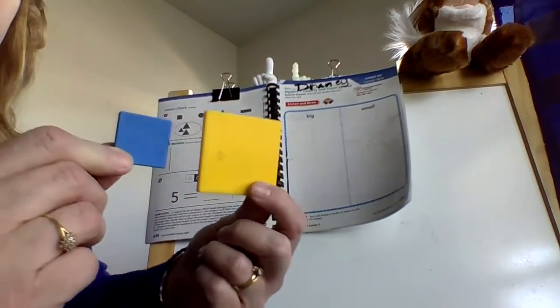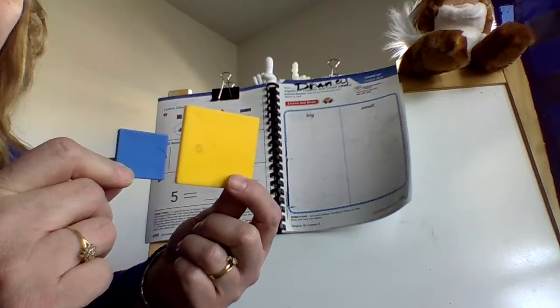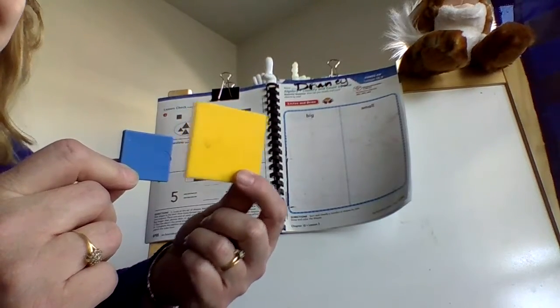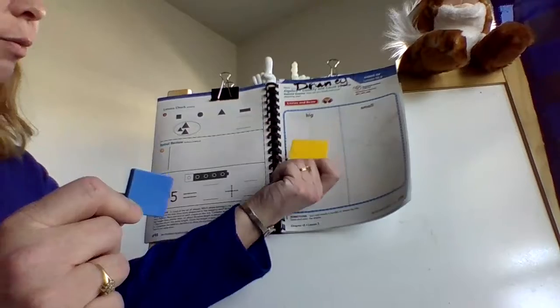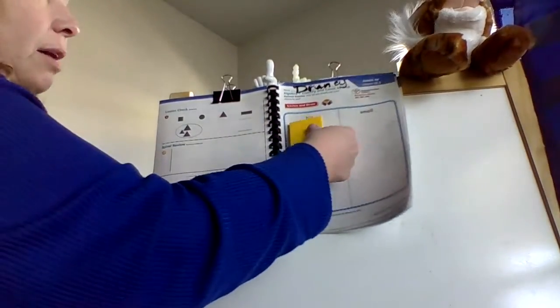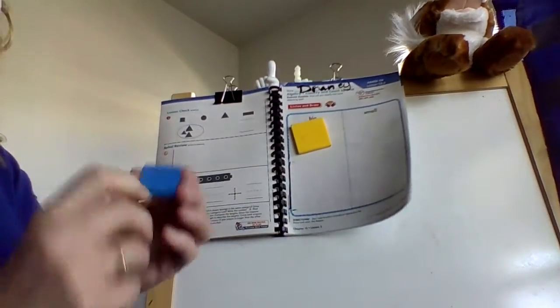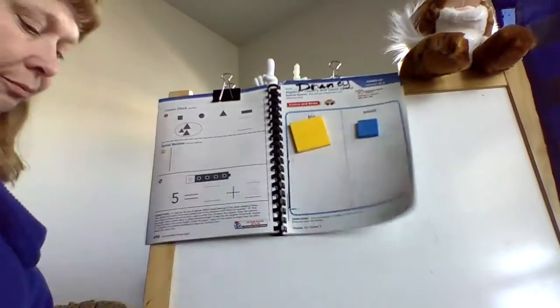2 squares. When I look at my squares, I can tell one is big and one is small. If I was to look at the yellow one, is the yellow one going to go where it's big or small? Good. I would put it with my big because that square is big. And this square would be small.